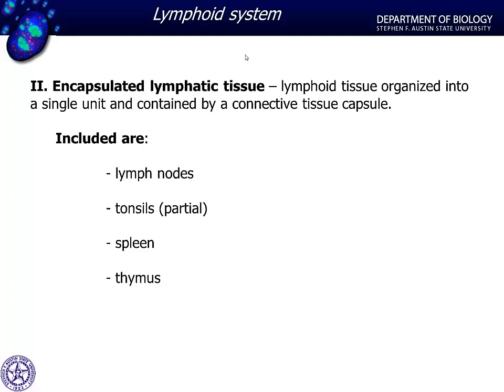So that's our diffuse tissue. Now we're going to move into our actual organs, and we refer to them as encapsulated because these are going to be bounded by a collagenous capsule that's going to define the boundaries of these organs. And in this podcast, we're going to cover the lymph nodes.